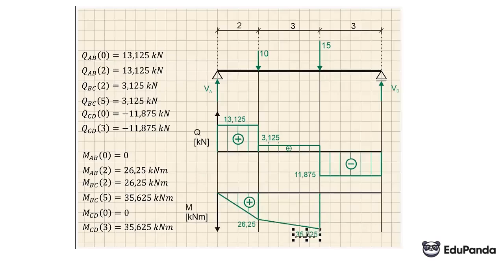The value is positive, we mark it, and we look at the last interval also from the right side. Looking from the right side for coordinate 0, the moment value is 0, for coordinate 3, the moment value is what we now see on the graph, meaning there is no jump on the moment graph. So we connect it linearly. Positive value, we mark it, and we have drawn the shear force graph and the moment graph.